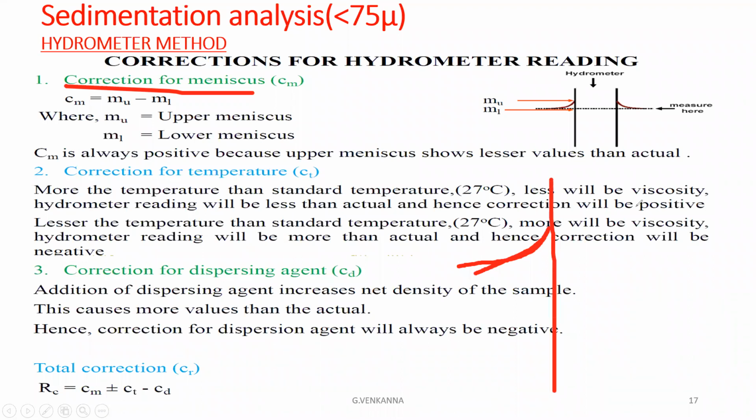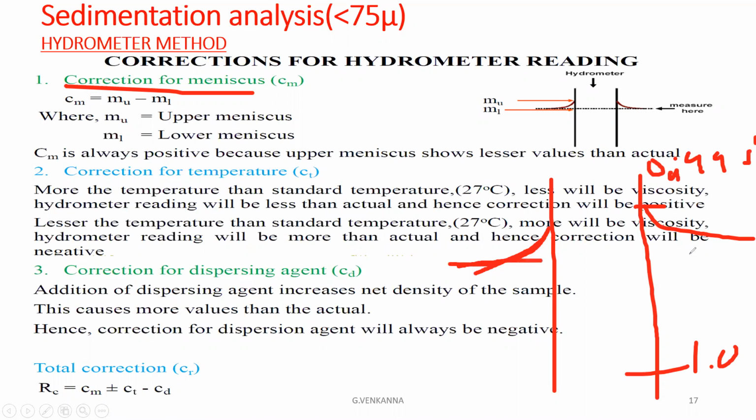On the stem, at the top we have the lower values and at the bottom higher values: 1.030 at the bottom and 0.9995 at the top. The actual level of the soil suspension is at this place, but due to the meniscus, the hydrometer reading gives a different level. The water level appears at this place, so we automatically get a lesser value.